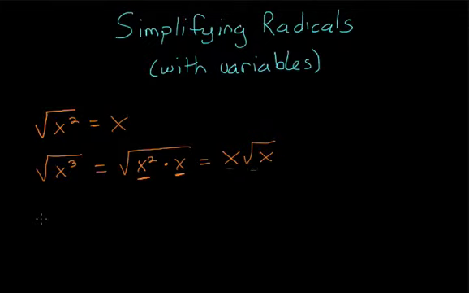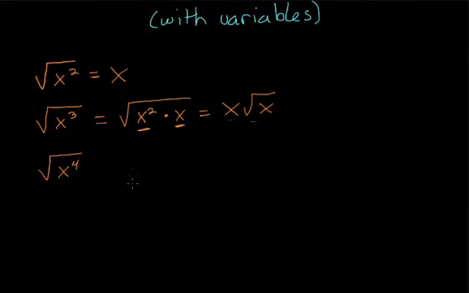So let's take a slightly more complex expression. Let's take x to the 4th power. Now, I'm going to do this the long way, and then I'm going to show you a slightly more sophisticated way of looking at this problem. So the square root of x to the 4th can be factored into the product of x squared and another value. So that's x squared times, and we're going to get another x squared. X squared times x squared equals x to the 4th.